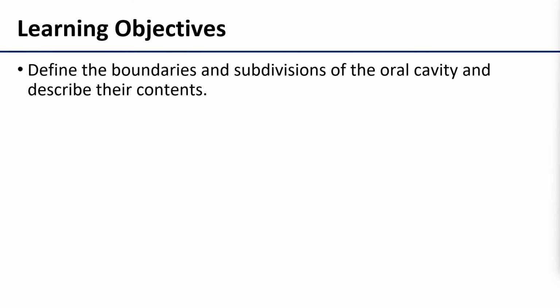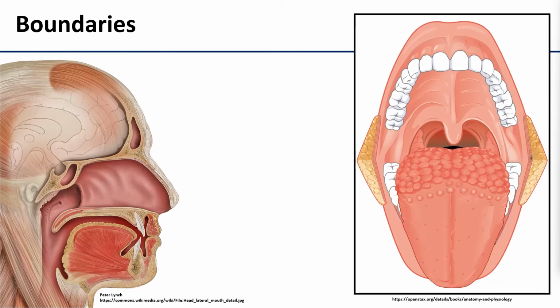Our objective to accomplish here is simply to define the boundaries and subdivisions of the oral cavity and to describe their contents. Now, the oral cavity tends to be one of those areas that we're all very familiar with, but because we use it we never really think about it in terms of anatomical terminology. So let's start out just by attaching some hard anatomical boundaries to this sort of semi-defined area that we think of as our mouth.